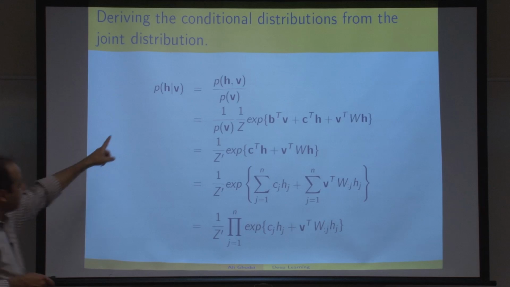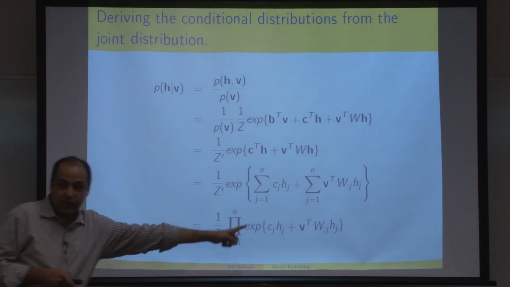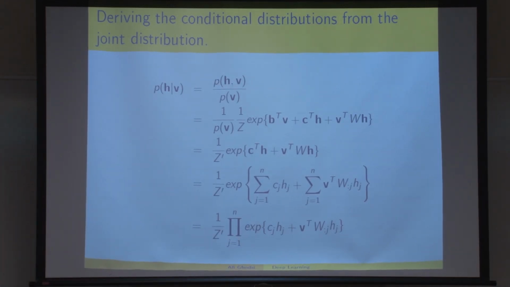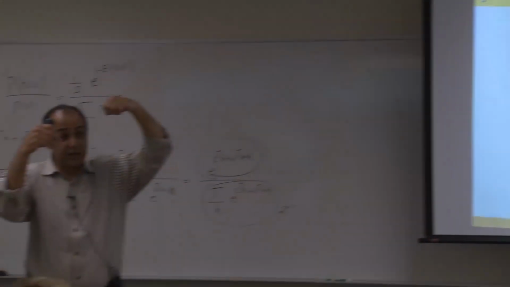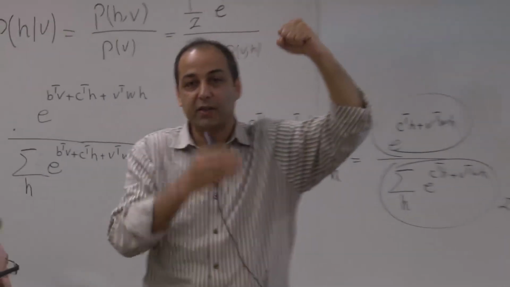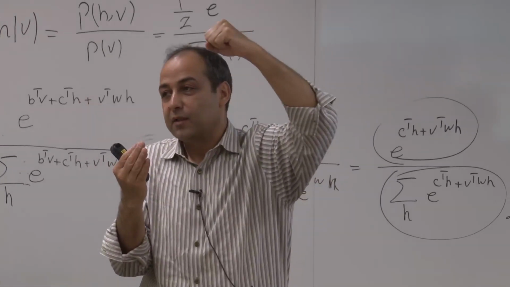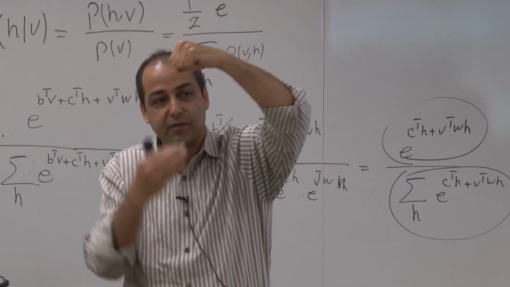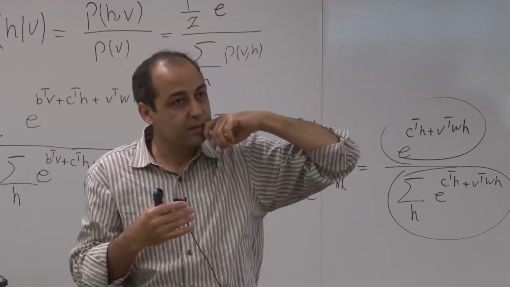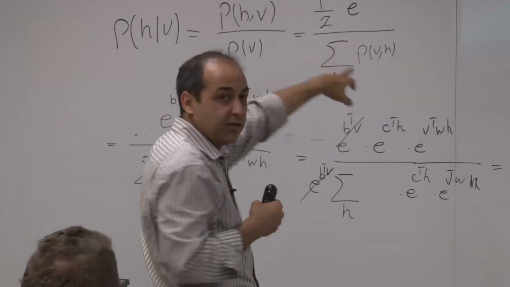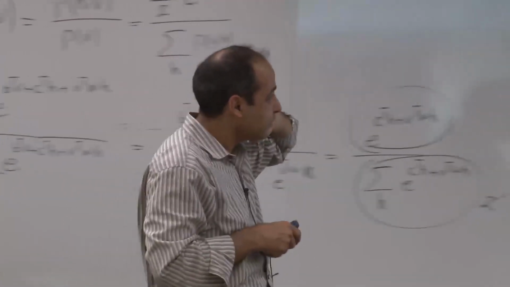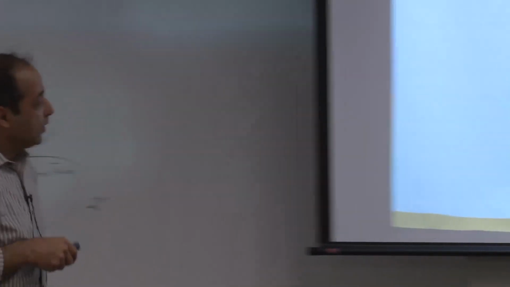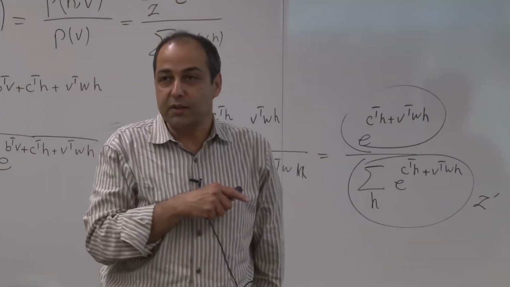So having this conditional probability over H as a product means that elements of H are independent from each other, right? So I can write the conditional probability of the first element of H given V times the probability of the second element of H given V, and so on. So they're independent, which was clear from the graphical model too, that given V, they should be independent. Okay. Any question here? Yes?